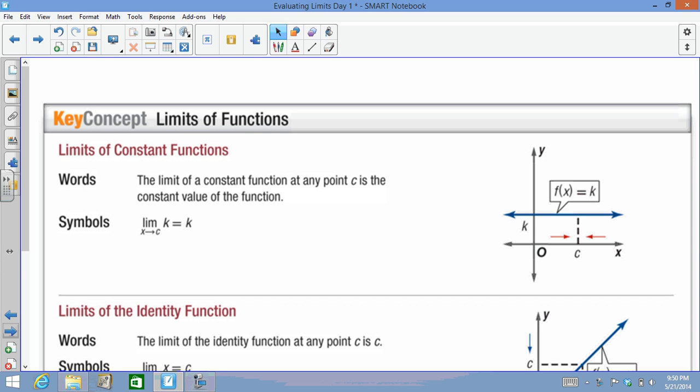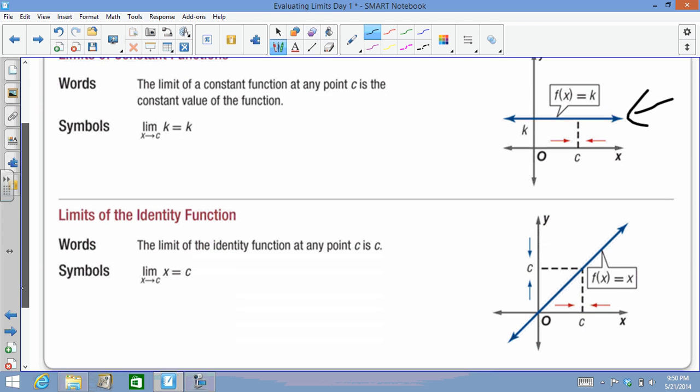When I have the limit of a constant function, I am just going to be taking my value, and if it's a constant function, my limit's just going to be the constant value. Because if I'm talking about having a constant function, no matter what value I plug in, I'm going to end up with just one value, being that value of the constant. So that's going to be my constant value.